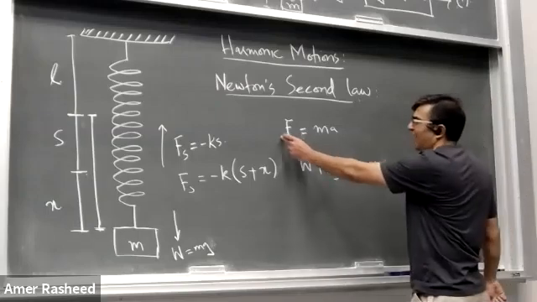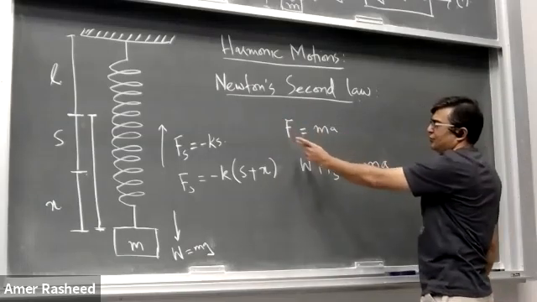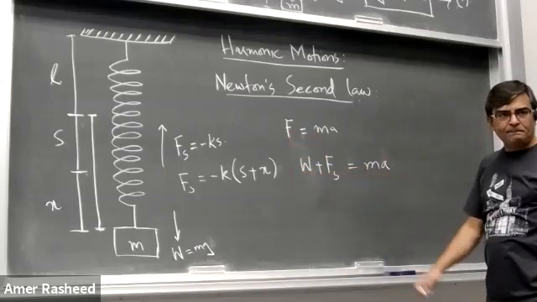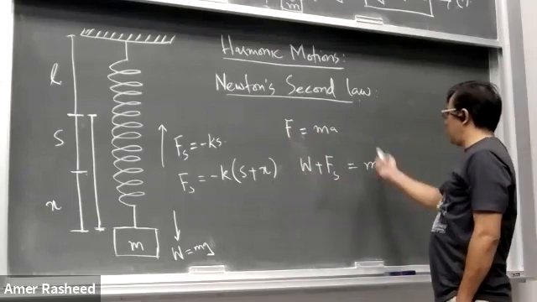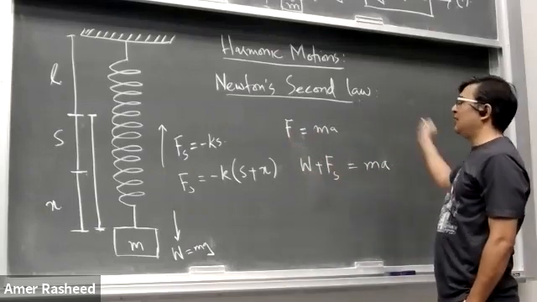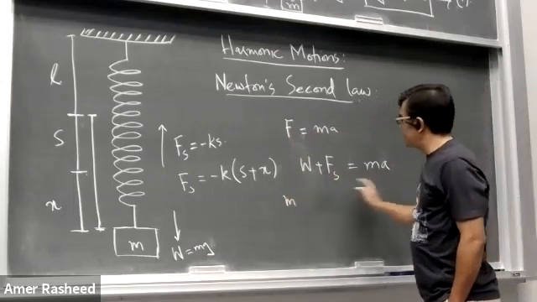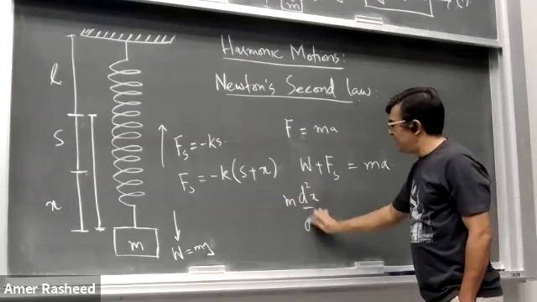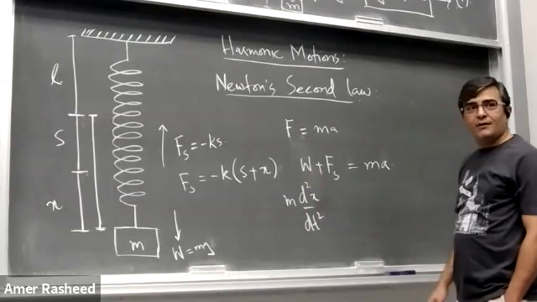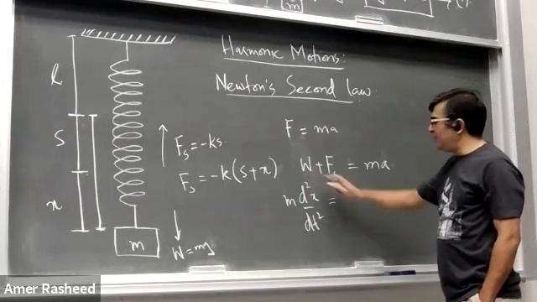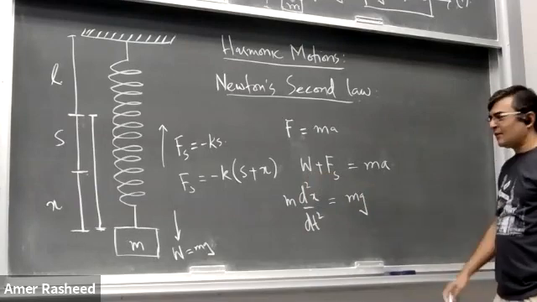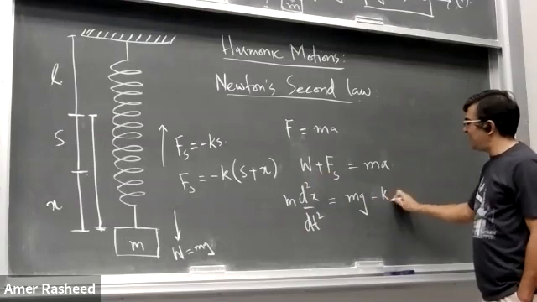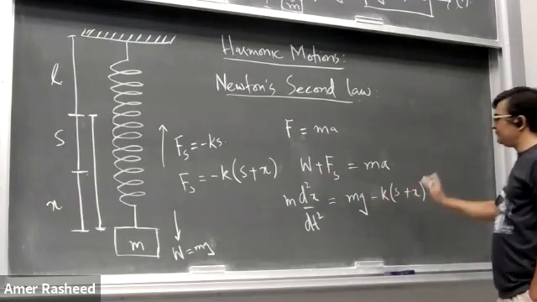The force applied on this system is totally W plus Fs, and it must be equal to Ma. Now, what is W? Or we can bring this to the left-hand side. So I'm putting this here, where acceleration A is what? d square x by dt square. And this is equal to what? W is mg, plus Fs is, in fact, minus K times S plus X.